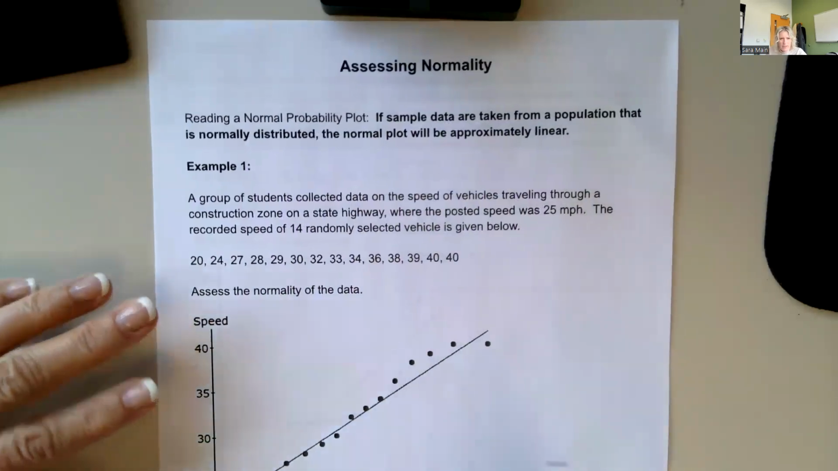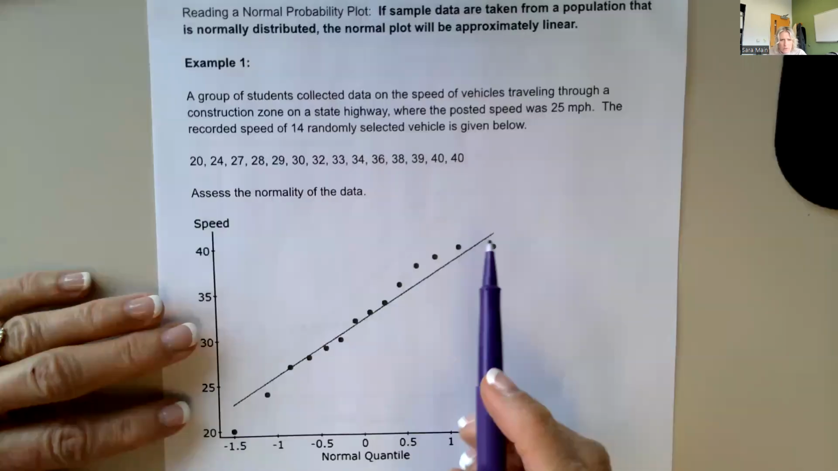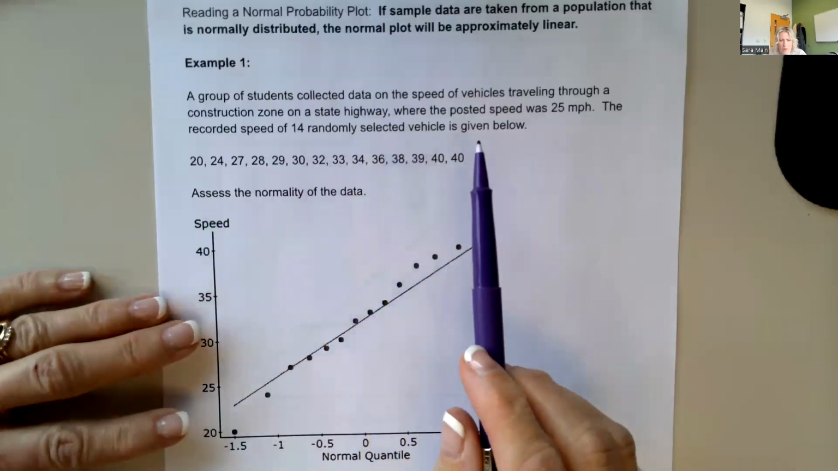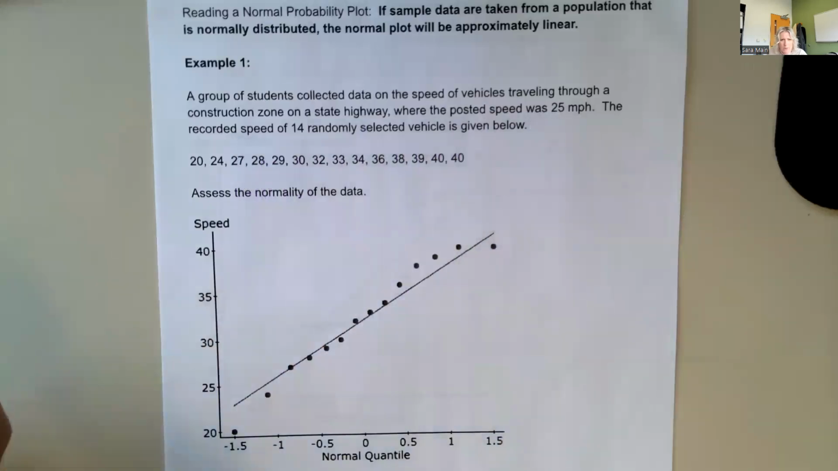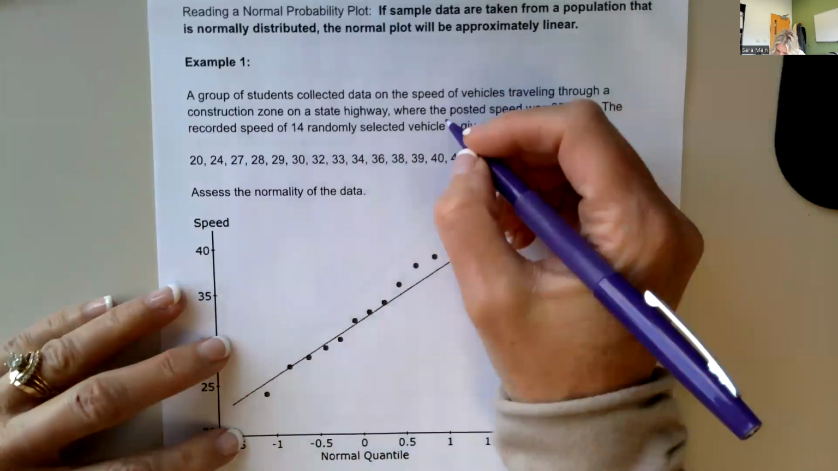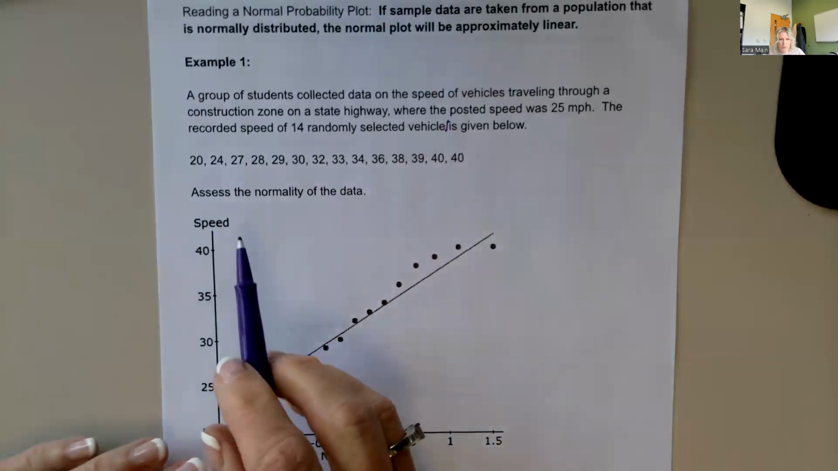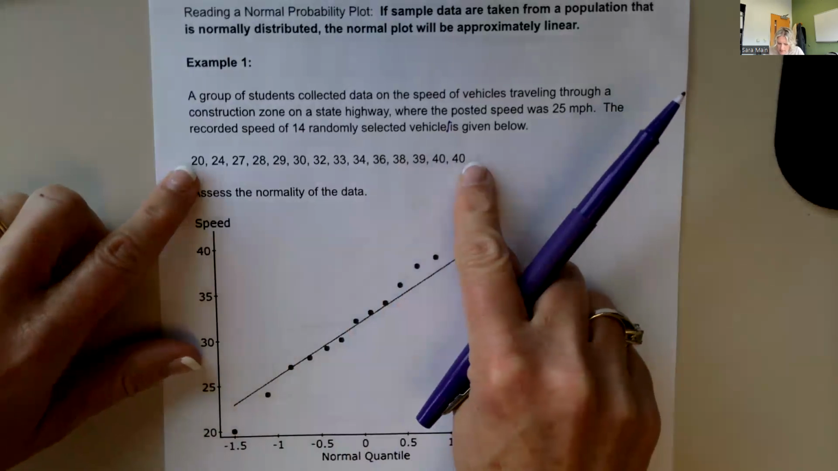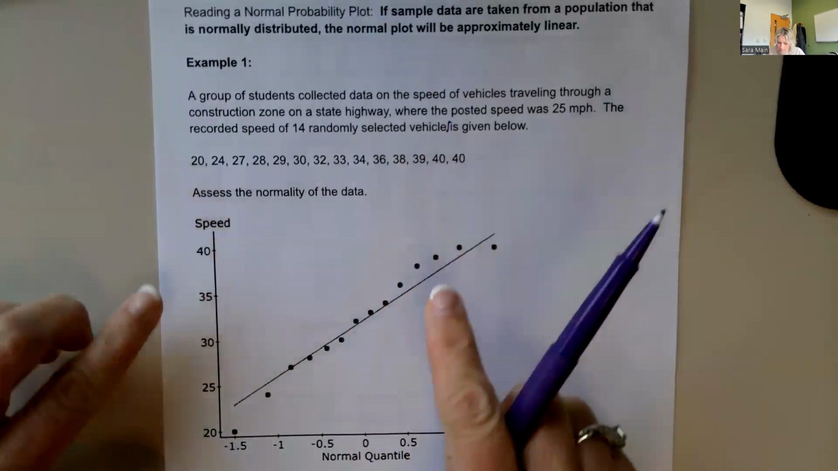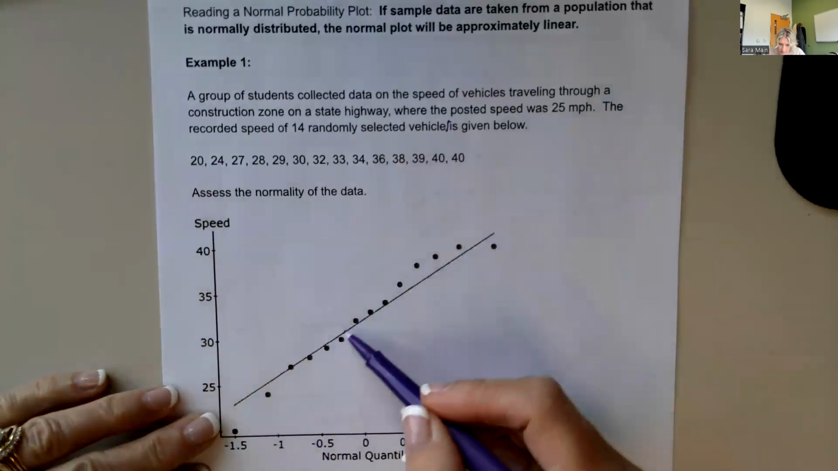So this example here says a group of students collected data on the speed of vehicles traveling through a construction zone on a state highway, where the posted speed was 25 miles per hour. The recorded speed of 14 randomly selected vehicles is given below. These are 14 data points. And when we put them into a normal probability plot, we get this data here, and it does appear linear.